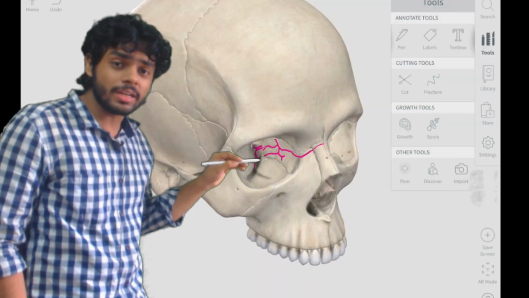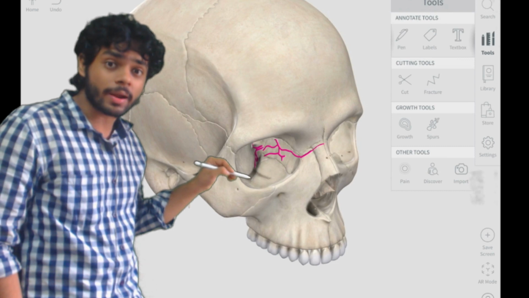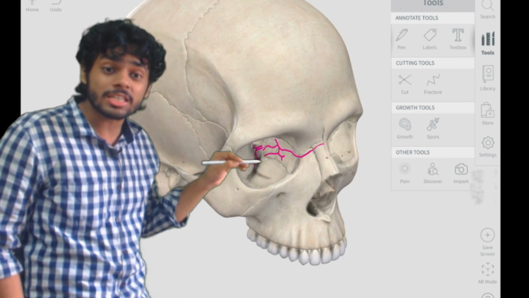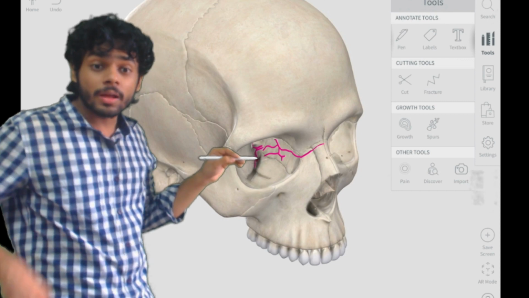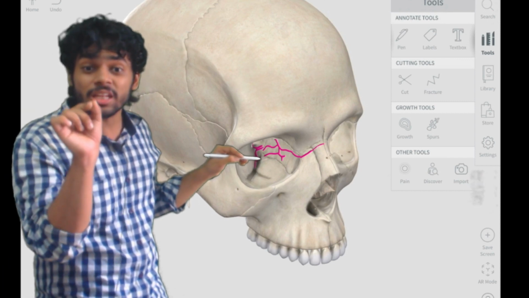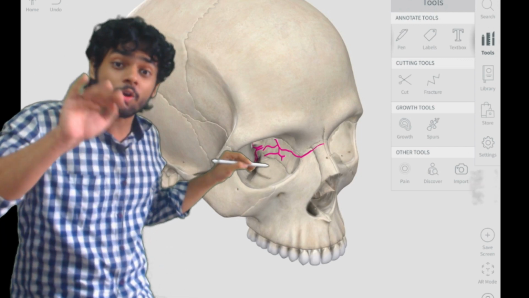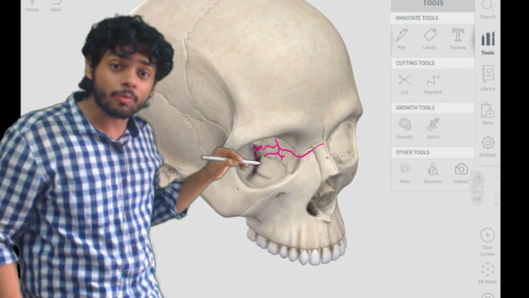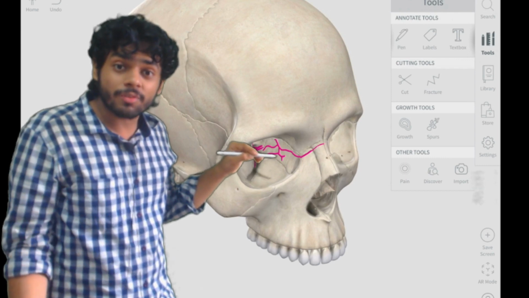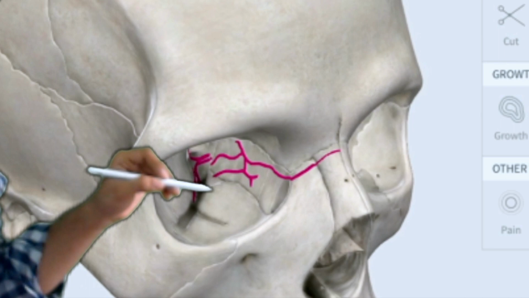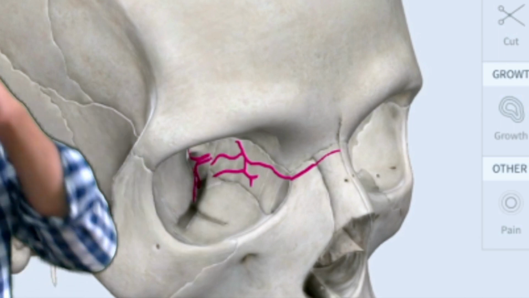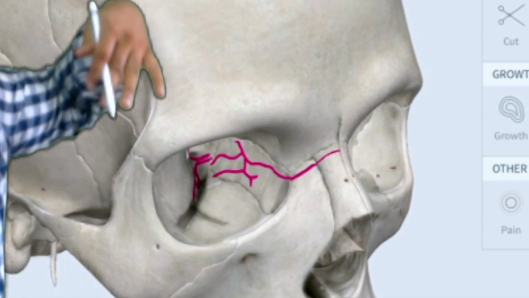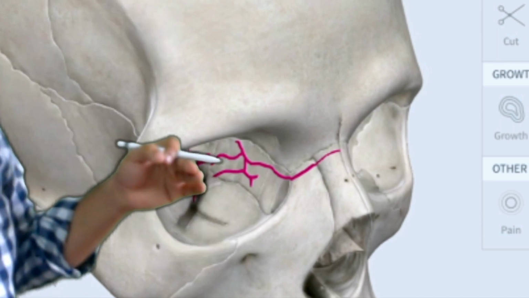This one is the medial aspect and this one is the lateral aspect, and the fracture line has reached the medial aspect of the posterior limit of the inferior orbital fissure. This is the posterior part and this is the anterior part, and on the posterior part this fracture line has reached the medial aspect. Okay, and from this point the fracture descends across the upper posterior aspect of the maxilla.